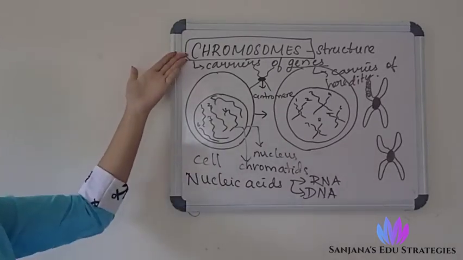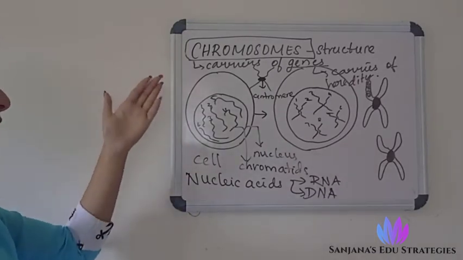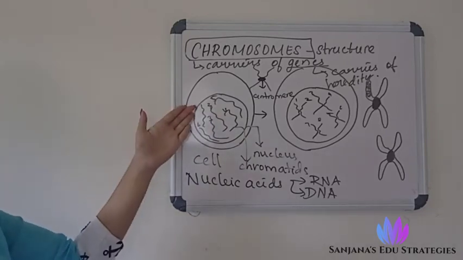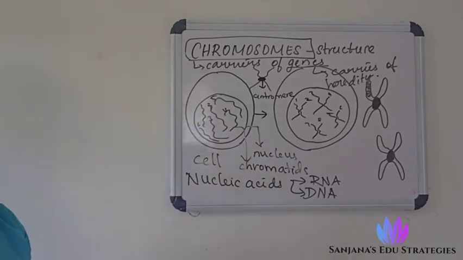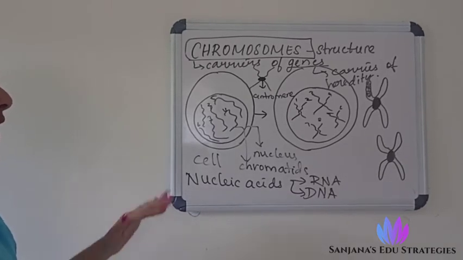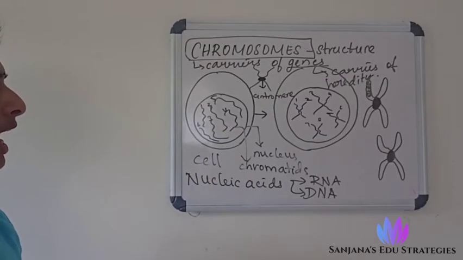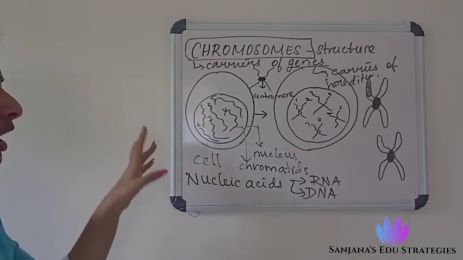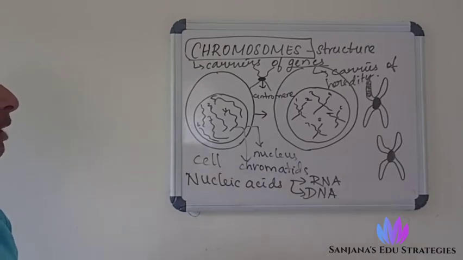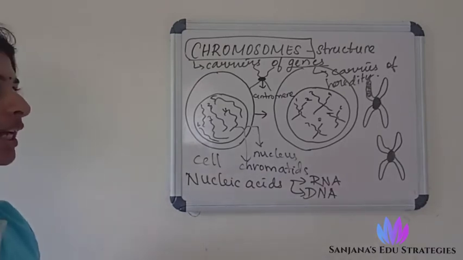Where is this chromosome present? The chromosome is present inside the nucleus, and the nucleus is present inside the cell. So this thing you have to understand. Now, normally in an animal cell and a plant cell, the mitosis, the division, will be different. About all those differences I will be teaching in the next video.